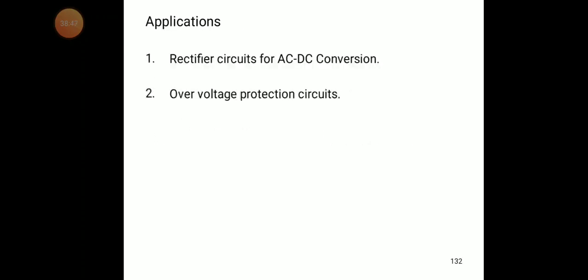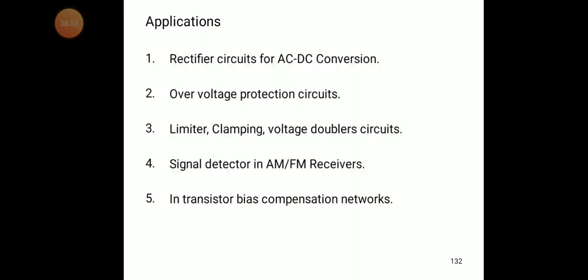Next we try to discuss the applications. What are the applications of the PN junction diode? The PN junction diode is used in rectifier circuits for AC to DC conversion. Generally our power generation is in the form of AC. From the power generation station, we get AC power.